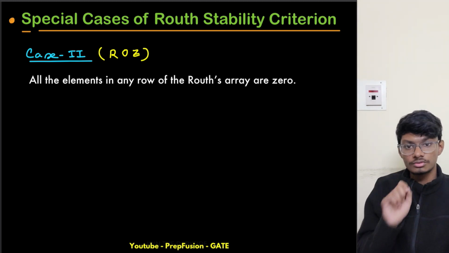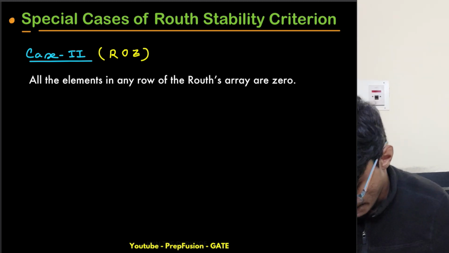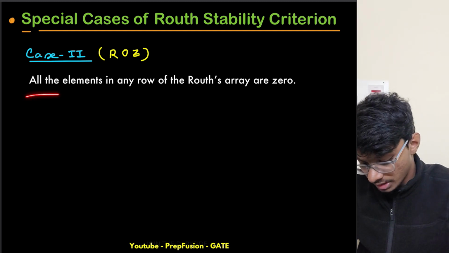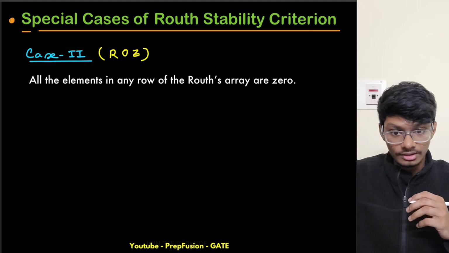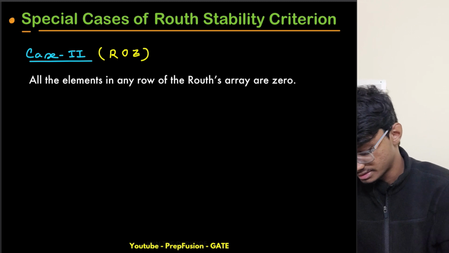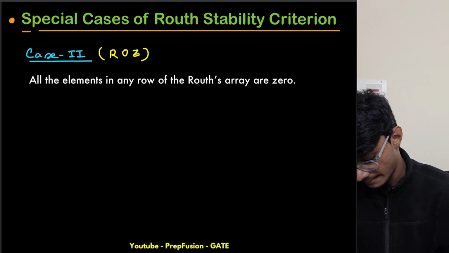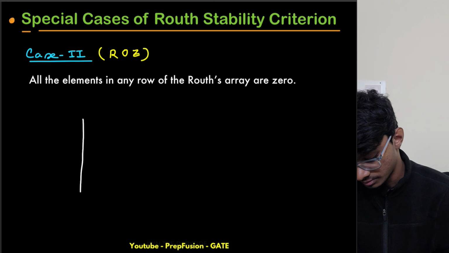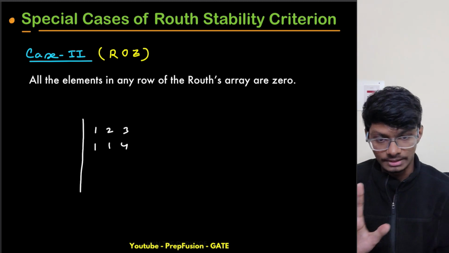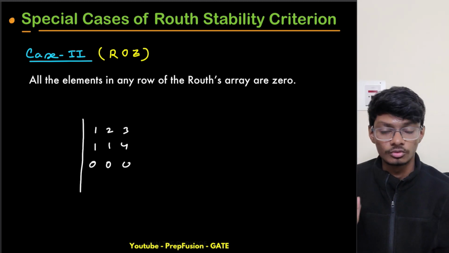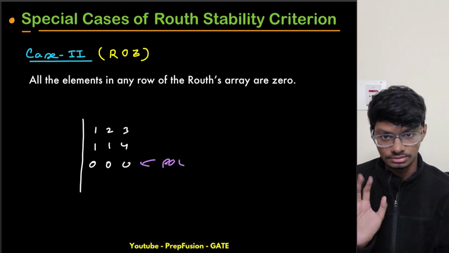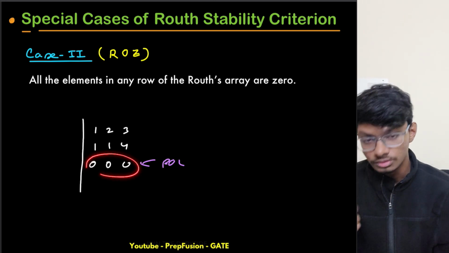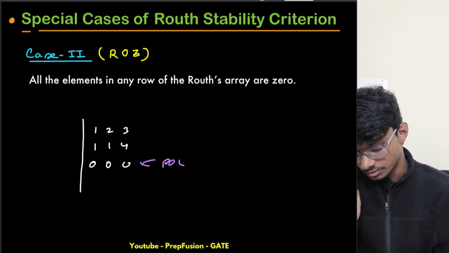Also known as the ROZ. ROZ is known as the row of 0, right? So in this case, what will happen? All the elements in any row of the Routh array are 0. So what does this mean? So let's say I have rows like this one, 1 2 3 1 1 4. Now this row, obviously this is just an example, this whole row will be 0. That means this is a row of 0. Not perfect calculation, I'm just telling you the example. So if this whole row is 0, then I will have a row of 0, right?